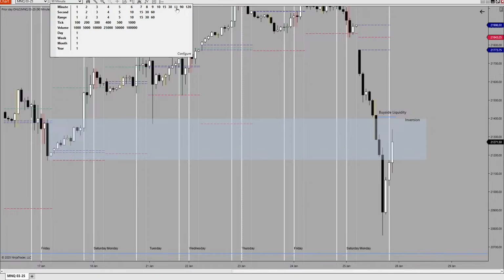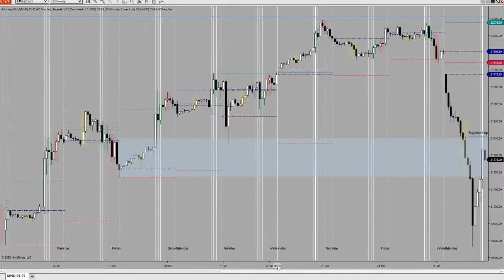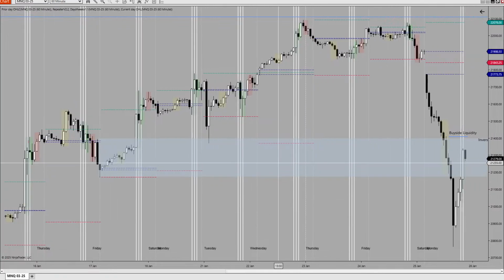Let's get down to 60 minutes. On 60 minutes, you can see these two are two separate candles. On 90 minutes, this was just one single candle. So whenever we have similar colored candles which are next to each other, you can combine them together to consider them as one. So inside this space, we have this imbalance.